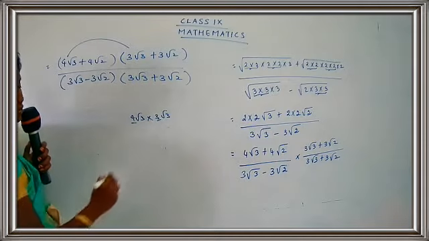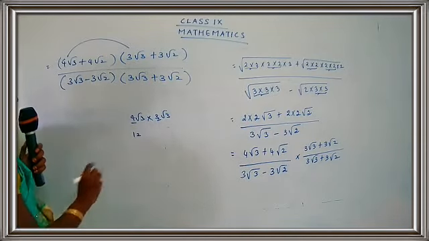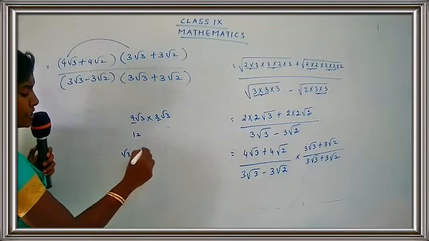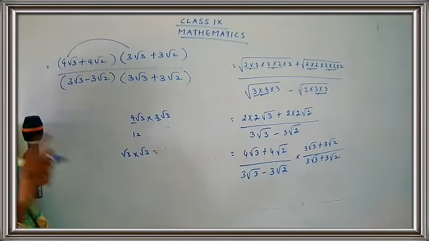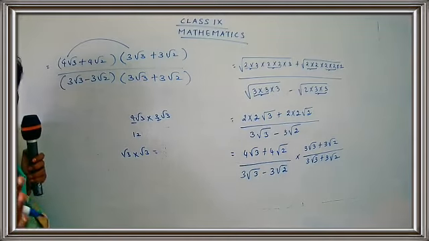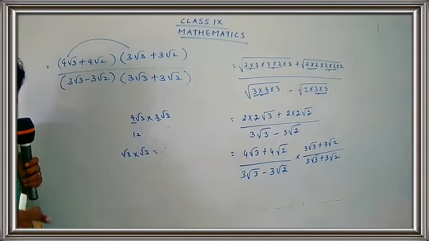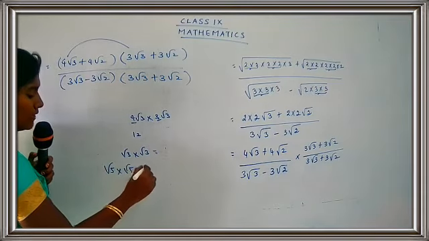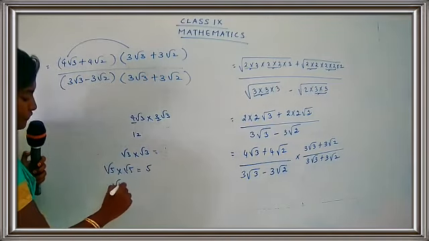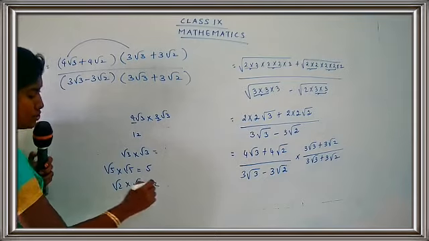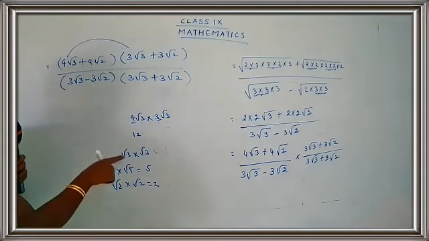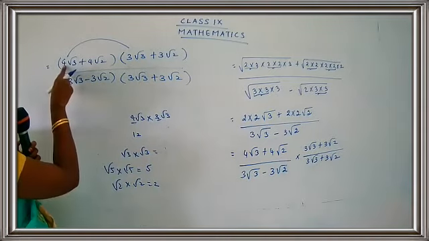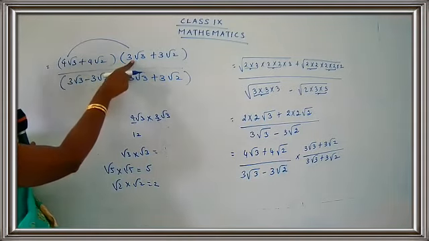So what is 4 into 3? That is 12. Okay, done. Now what is the answer for root 3 root 3? I have already told you the value. Root 3 into root 3 is 3. What is the value for root 5 into root 5? It is 5. Root 2 into root 2? It is 2. Getting my point, children? So root 3 into root 3 is 3. We are going to multiply the first term and the first term over here.